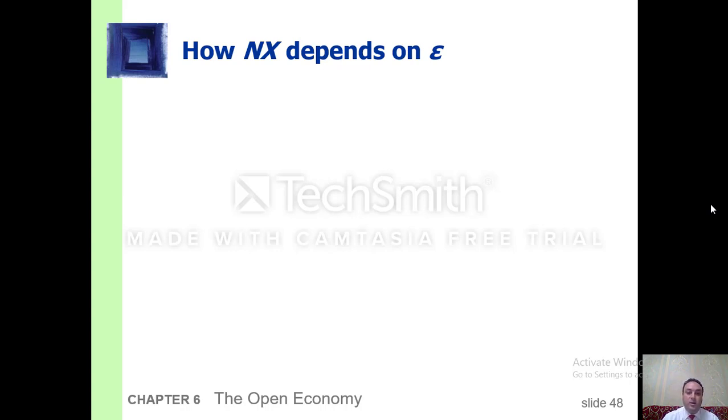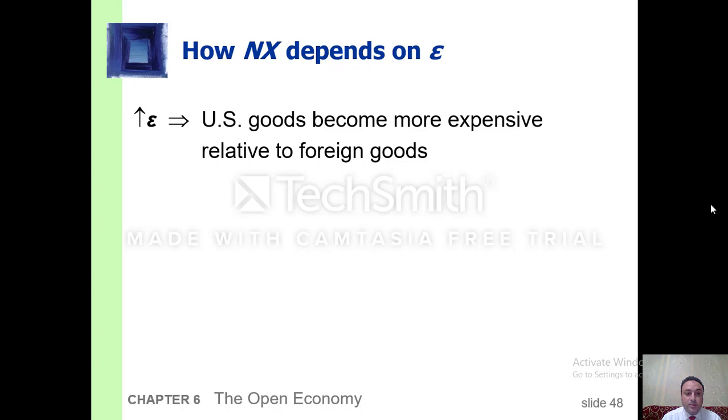We said that we are in an open economy. There is trade exchange, international trade, exports, imports. So different countries deal with each other with different currencies and so on. So we need to know how the real exchange rate affects the exports and the imports and the net exports.